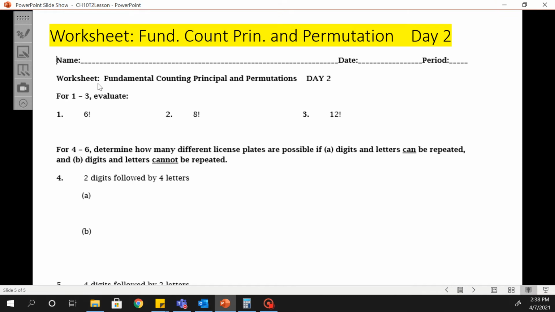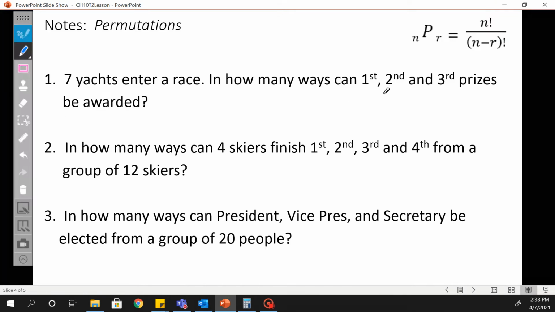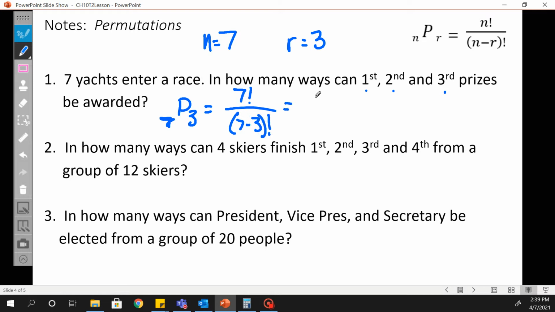So for example, 7 yachts enter a race, and how many ways can first, second, and third prizes be awarded? All right, well, the number of items we have is 7, but the number of items we want to arrange is just 3 of them, first, second, and third. So we can say that's 7 permute 3, and then we can use this formula, 7 factorial over 7 minus 3 factorial, which is 7 factorial over 4 factorial.